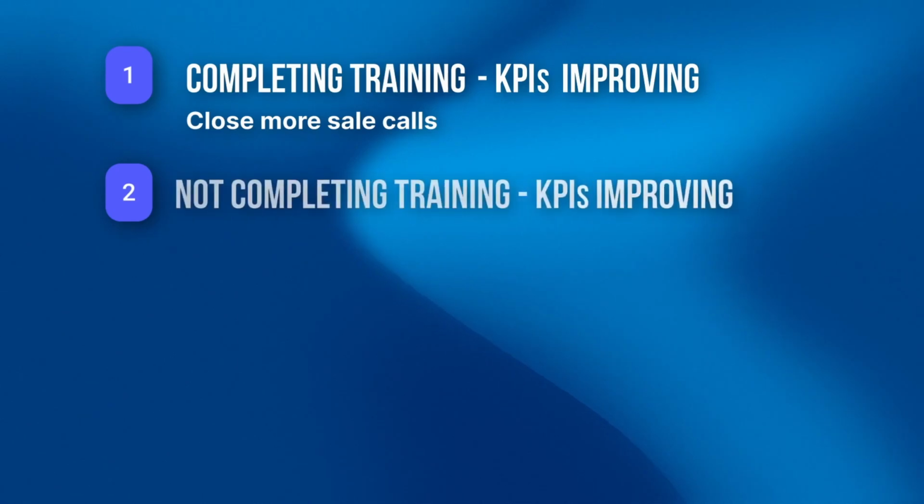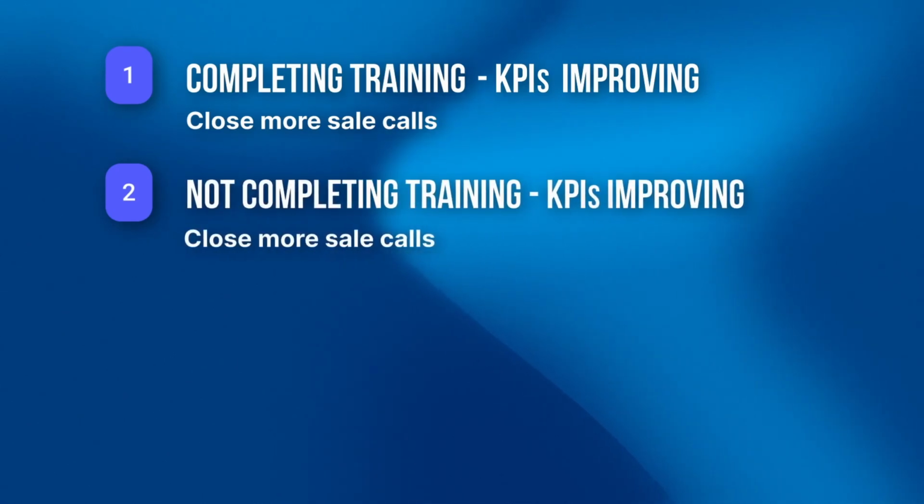Second scenario we want to look for is they're not completing the training, they're barely doing any of the training, and key performance indicators are increasing. So they're still going from the 1 or 2 sales out of 100 calls to 6 or 7. Okay, 5, 6, 7, 8.